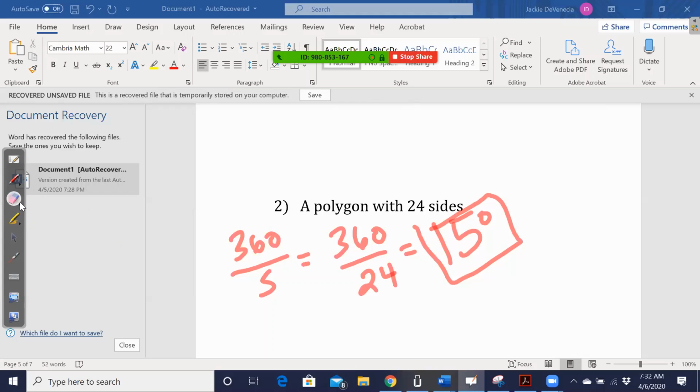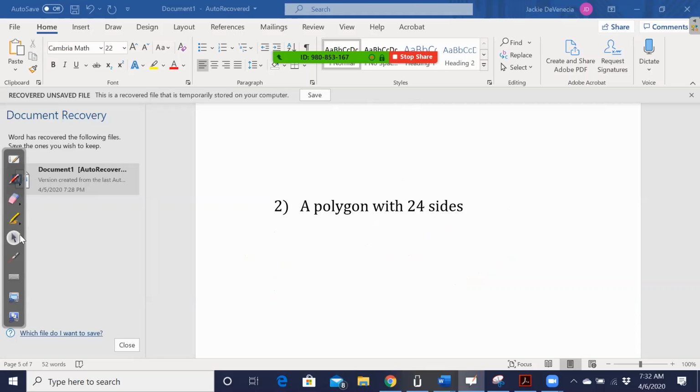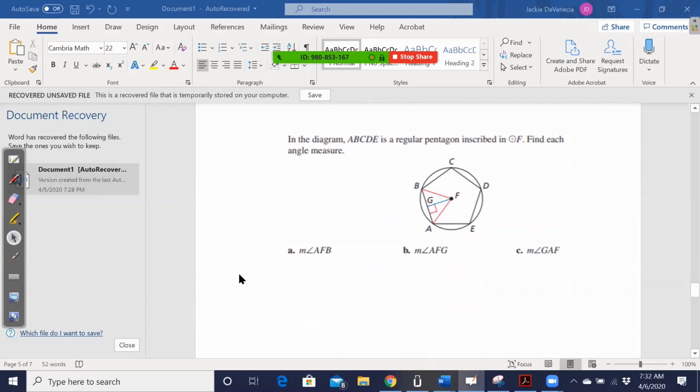Now, let's look at a more complicated example. Let's look over here. In the diagram, ABCDE is a regular pentagon inscribed in this circle. Find each angle measure. Here we need to find the angle measure of all these different angles. And we have this pentagon right over here. That's a 5-sided figure. And they gave us some information.